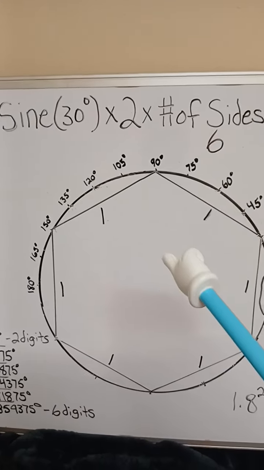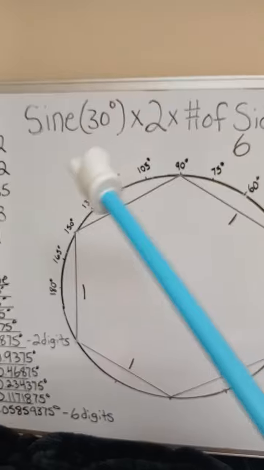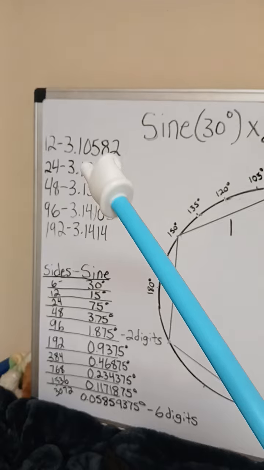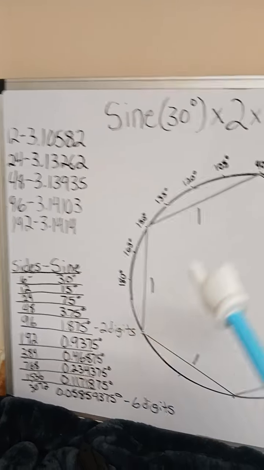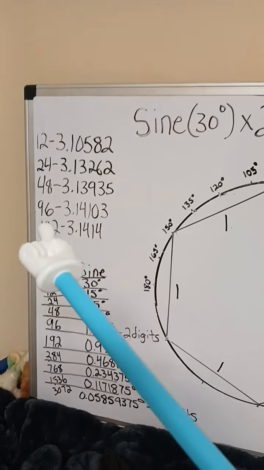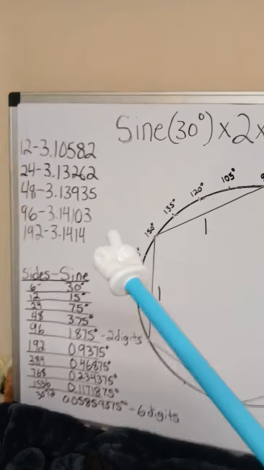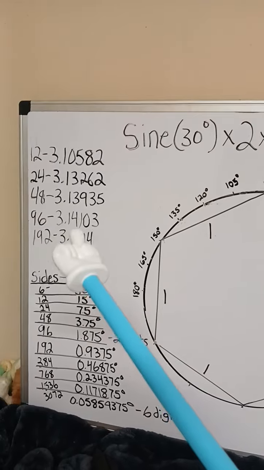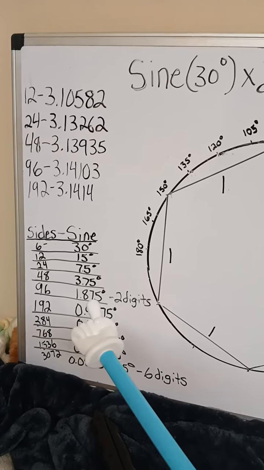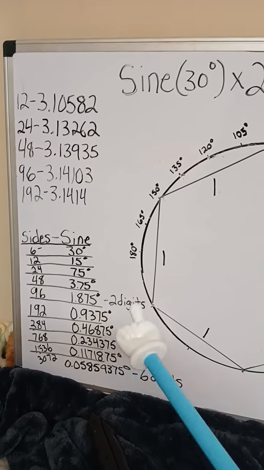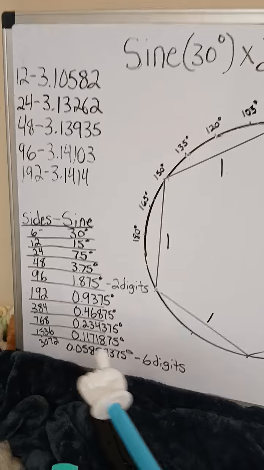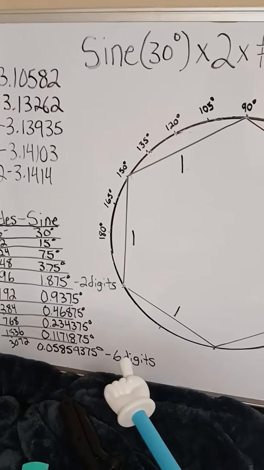So as you double it to 12 sides, it's sine 15 times 2 times 12 divided by 2. You'll see you get 3.10582. Whenever you quadruple the sides to 96 sides, you finally get a ratio that'll come out to 3.14103. And the sine used for that is 1.875. You'll get 2 digits right. When you do 3,072 sides with this sine degree, you'll get 6 digits of pi.